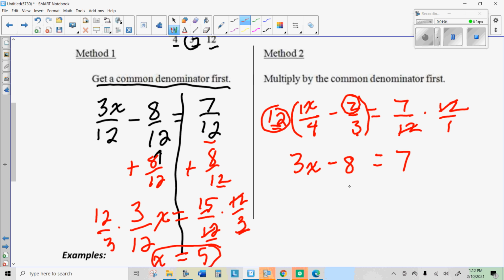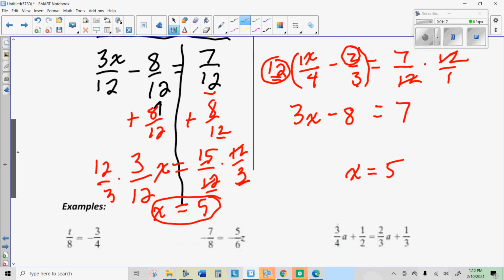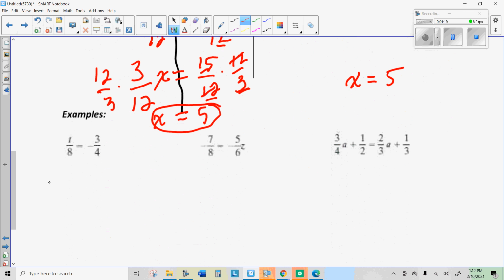Okay, now it's a pretty simple equation. In fact, I would just backtrack at this point. I would do 7 plus 8 and divide that by 3, which is 5. All right. Go ahead and try whichever one you like.